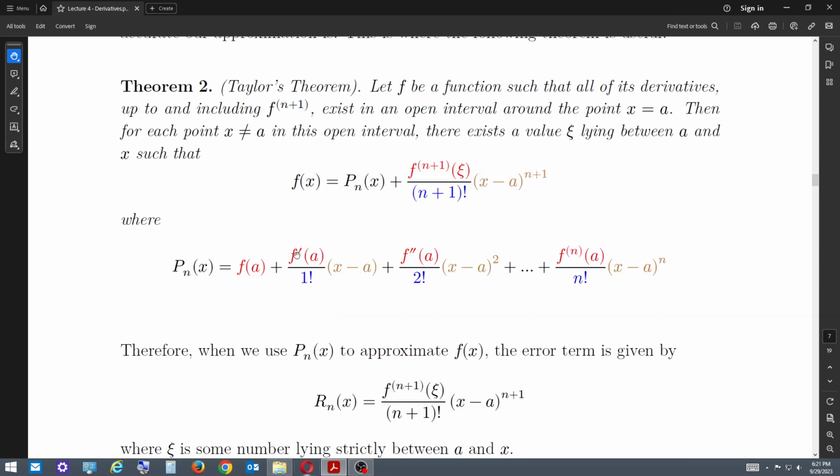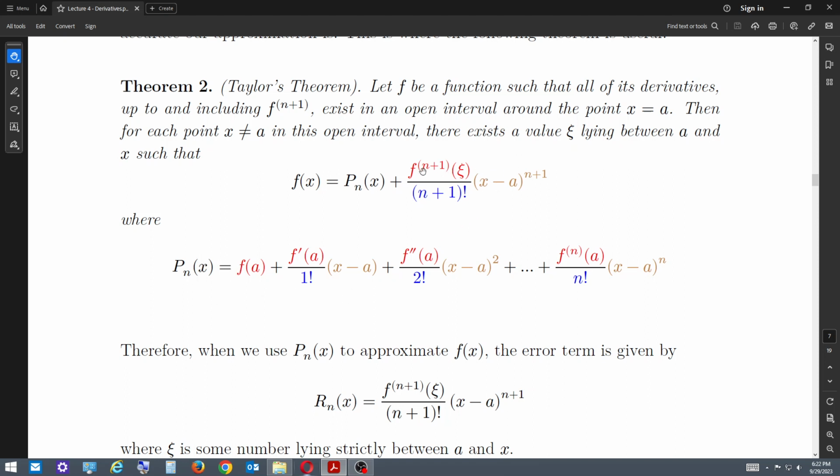Now, I put the coloring in here to help you remember this a little better. Remember, for the Taylor polynomial of degree n, we have the function and its derivatives at the point a. The denominator from the second term onwards is 1 factorial. Whatever the derivative is, we divide by that number factorial: second derivative, 2 factorial; nth derivative, n factorial. Then we multiply by x minus a to the same power: x minus a to the power 1, x minus a to the power 2, and so on. That is how we got Pn.